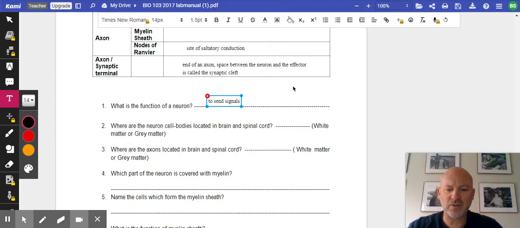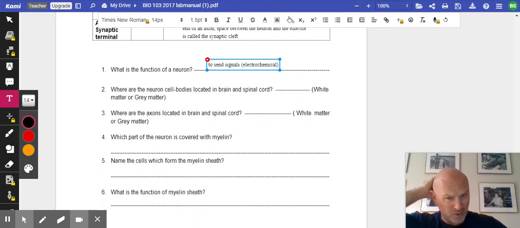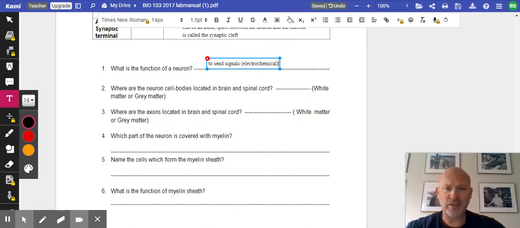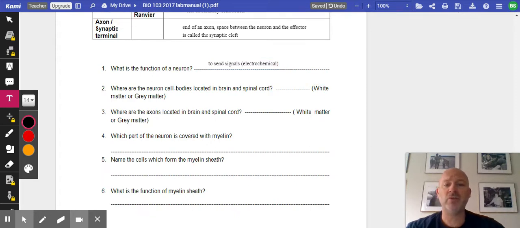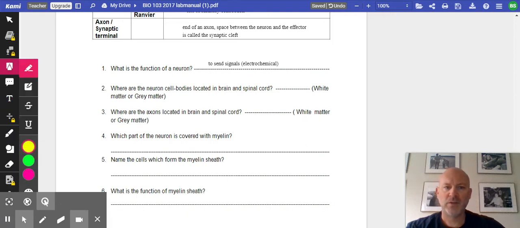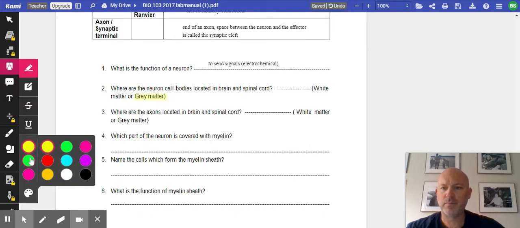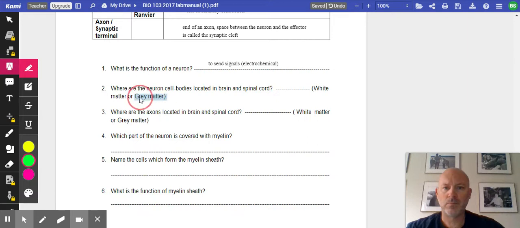Signals are not only electrical signals, right? They're electrochemical signals. Where are the neuron cell bodies located in the brain or spinal cord? Well, in the very beginning, we said the white matter was only axons. So in this case, the cell bodies are going to be gray matter, right? Where are the axons? Well, the axons are going to be white matter.